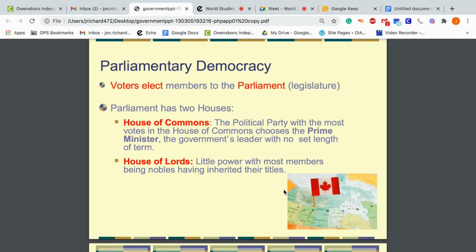And then the House of Lords has little power, with most members being nobles having inherited their titles. Okay? So little power, with no real power. They're kind of just nobles that have inherited their power.